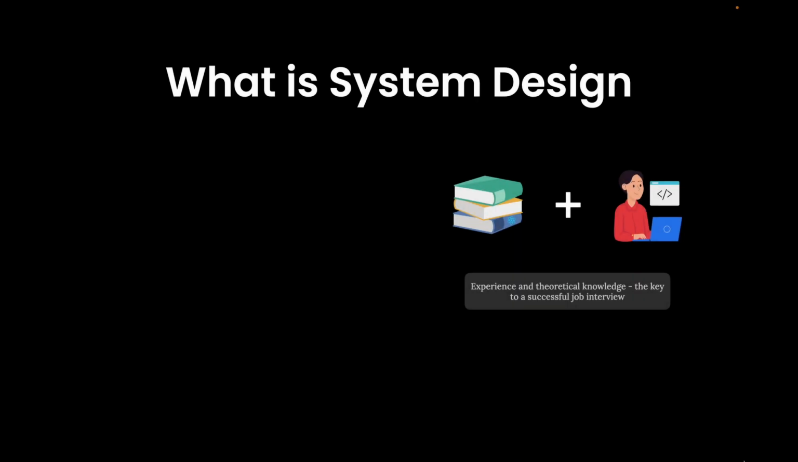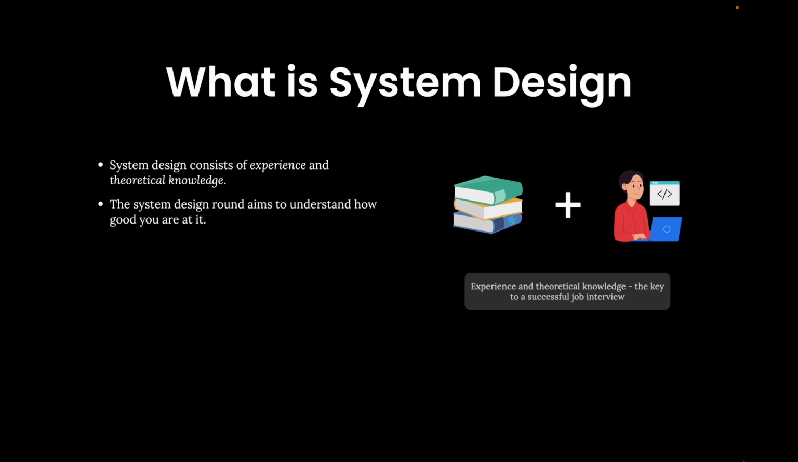The first question is, what is system design? I'm sure you already have an idea of what's typically included in a system design interview. In this round, you're usually asked to design an application, but in this section, I want to highlight what system design really means from a front-end developer's perspective. System design consists of both experience and theoretical knowledge. It's very difficult to design an application effectively if you lack one or both of these. The purpose of the system design interview is to evaluate how strong you are in both aspects. To successfully pass the system design round, you ideally need both experience and theory.